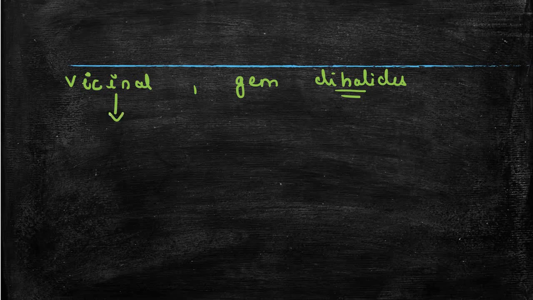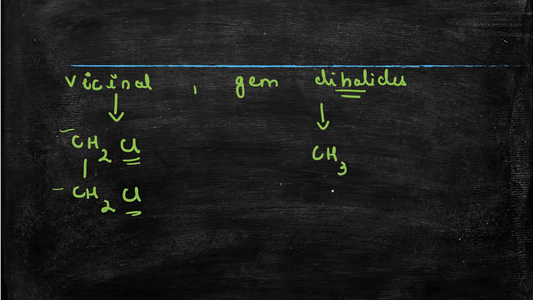So in the case of a vicinal dihalide, let me write an example: CH2Cl CH2Cl. How many carbon atoms are there? 1, 2. 2 carbon atoms are there. So it will be ethylene dichloride. In this case, 2 halogen atoms are attached on the adjacent carbon atoms. So in the case of a vicinal dihalide, 2 halogen atoms are attached on adjacent carbon atoms.